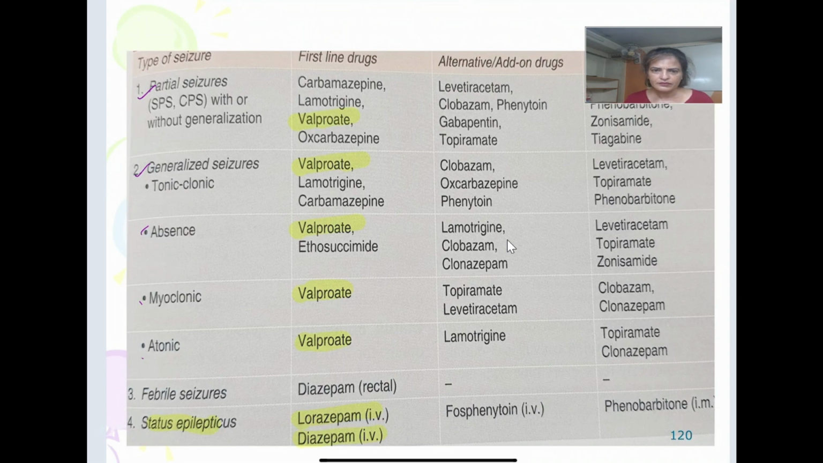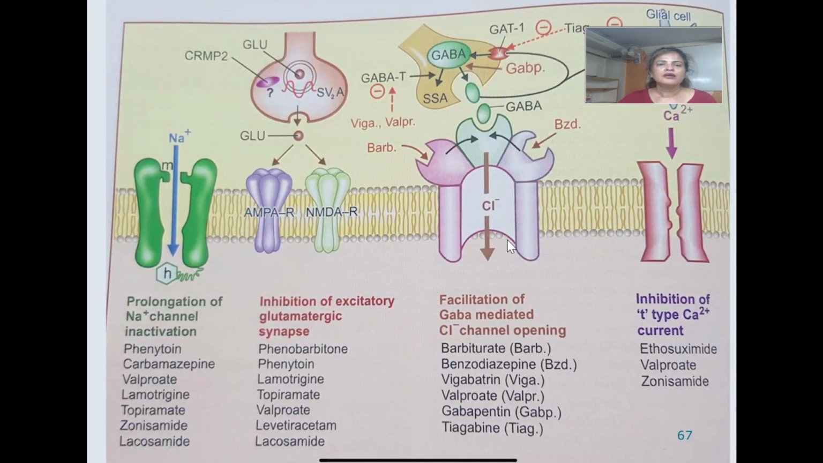Then mechanism of action, in the previous video I told you the mechanism of action of anti-epileptic drugs is very important. So you can write the mechanism of action at different places. I told you about mechanism of action depending on classification of the anti-epileptic drug, that is a very important question. So classification I have told you at different places depending on the mechanism of action.